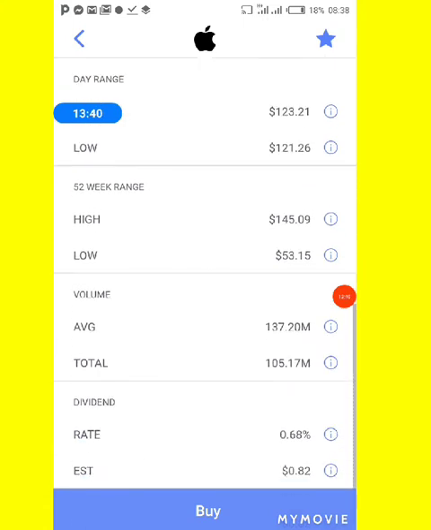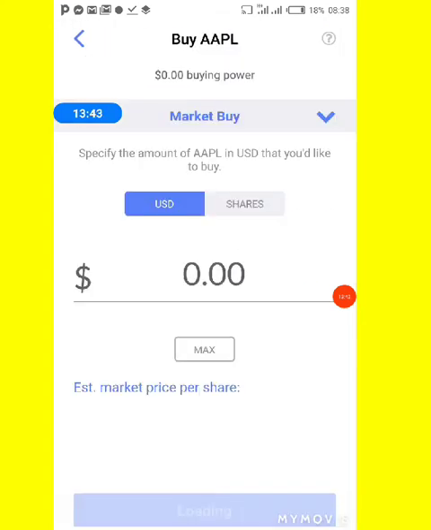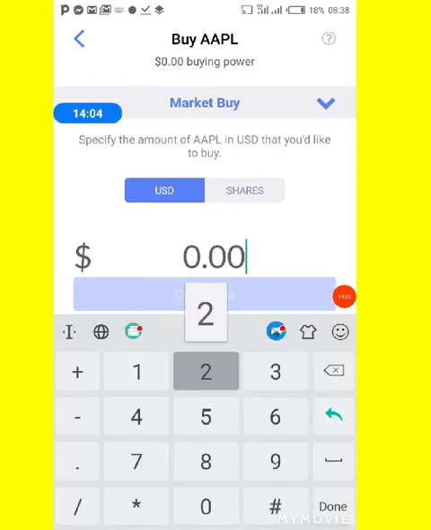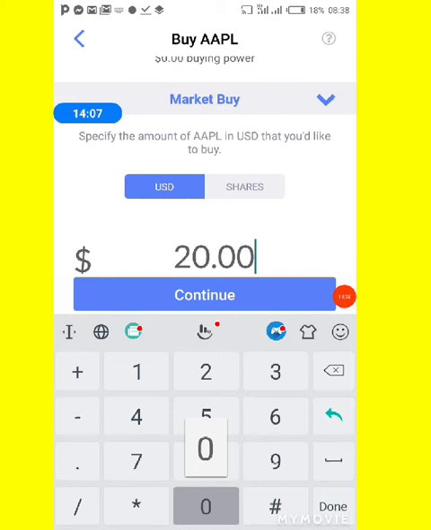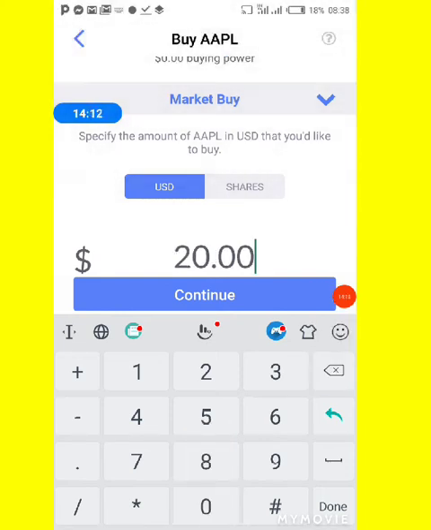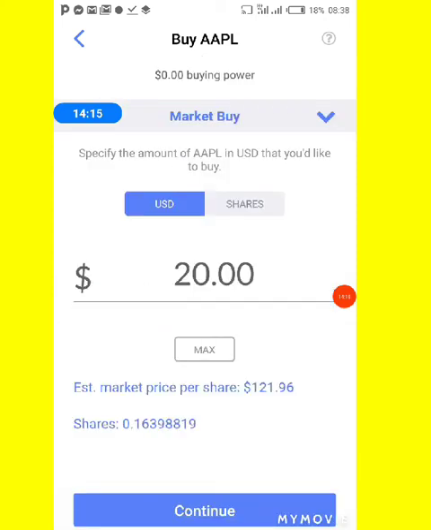So in here, I'm going to click on buy now. I want to explain something here. I'm told to specify the amount of APL, that is Apple, in USD that I would like to buy. For instance, maybe you have about $20 in your account. So what you are going to do, just enter 20 here. I want to buy with $20. Then click on continue. But I cannot continue because I don't have such an amount in my account now. I don't have up to $20.